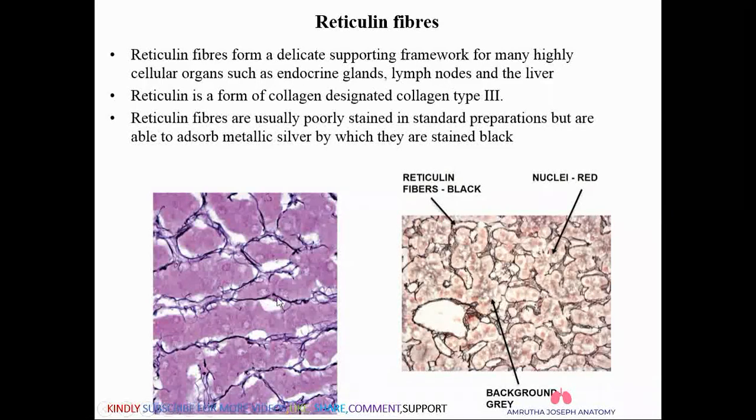Here also you can see the collagen fibers. I'm sorry, it is not collagen, it's reticulin fibers, right? Yeah, reticulin fibers. It is seen black here, the blackish color areas are the reticulin fibers. Here also you can see, but here it is very clear, and the nucleus here appears red. So reticulin fibers are a type of collagen fiber, which is collagen type 3.